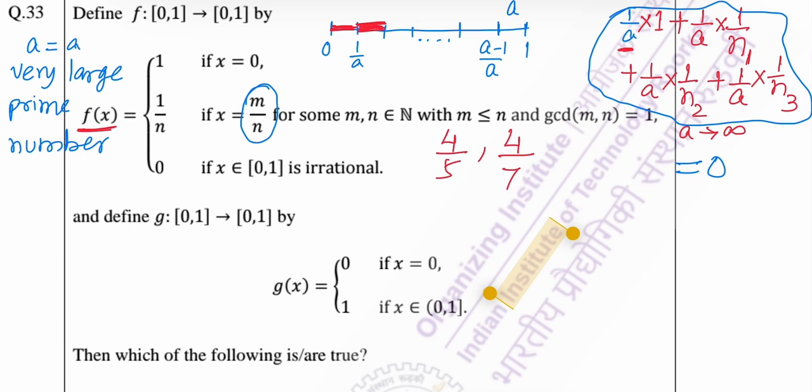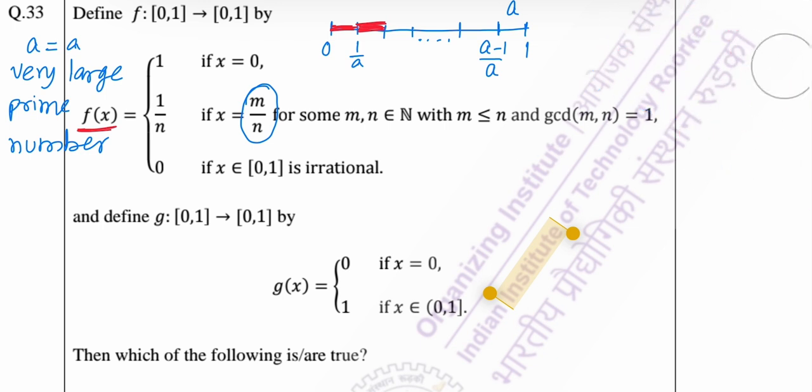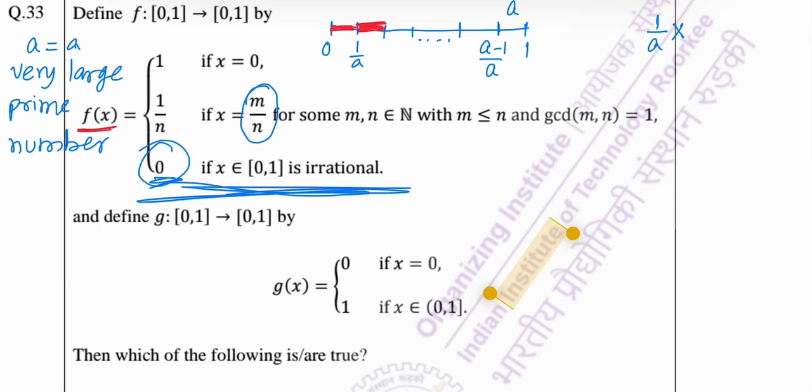Now we do the same. Okay, we do the same, but this time it means that we take the length of the first interval, which is 1 by a, but this time we take the value of the function to be the lowest, and you see the lowest will be, in the case of an irrational number, 0.